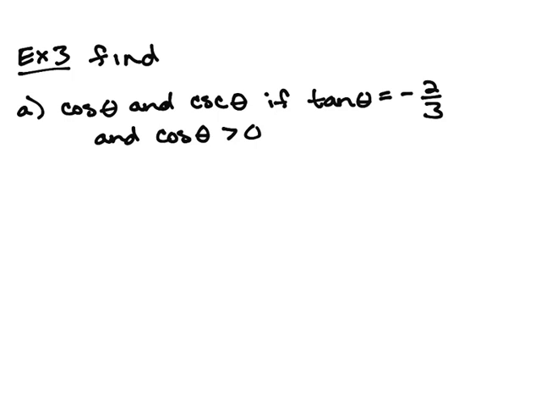Find cosine and cosecant if tangent theta is negative 2/3 and cosine theta is greater than 0. This is putting the last two examples together. Okay, if tangent is equal to opposite over adjacent, that's going to help me label two sides of the triangle. Where do I put the negative?